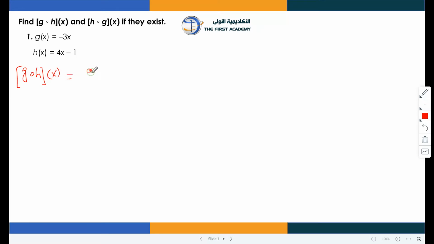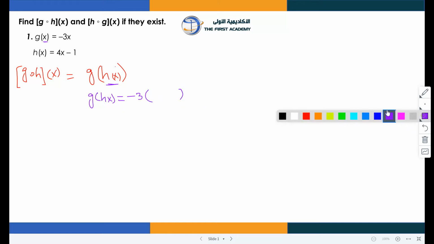g h of x equals g of h of x. And you remember in g we just put h of x. You can see I replace the x in g of x with h of x. So g h of x equals now minus 3 times x. I'll replace this x also with h of x.